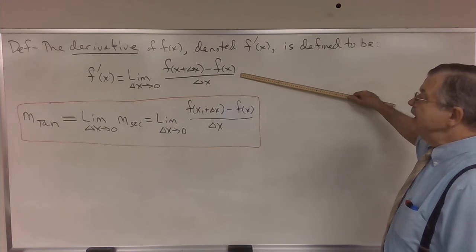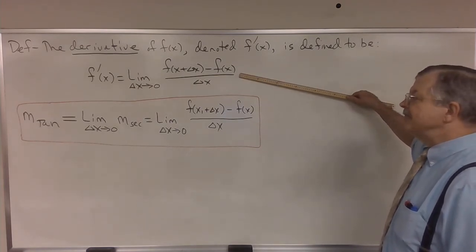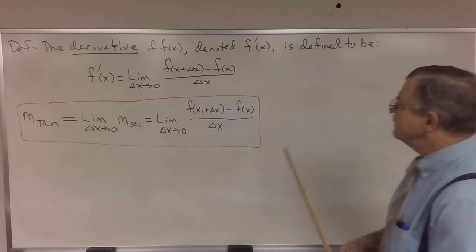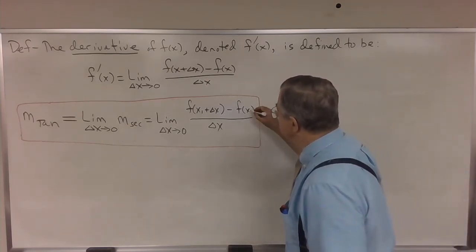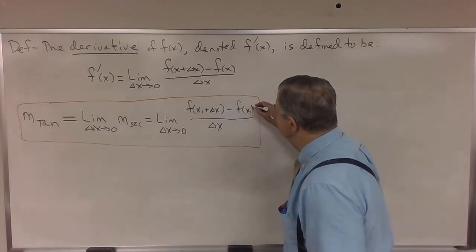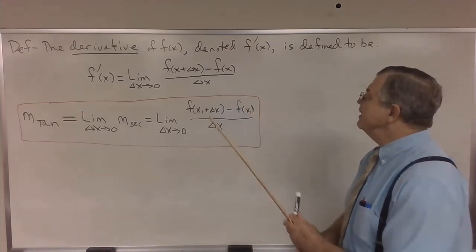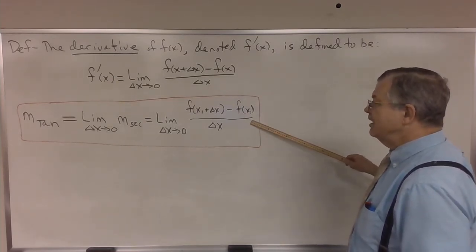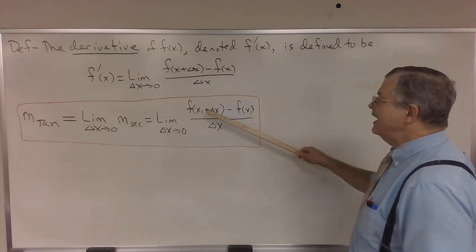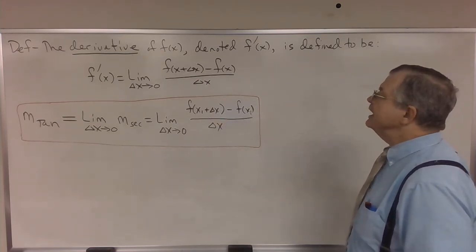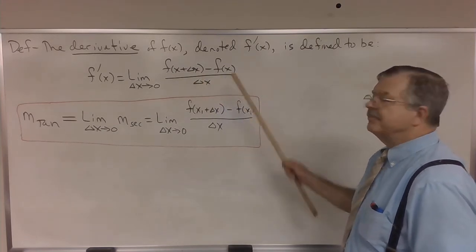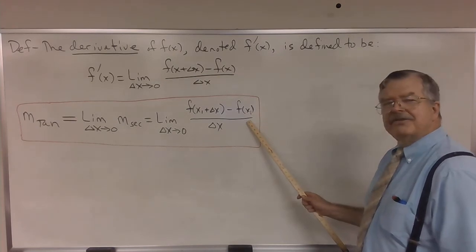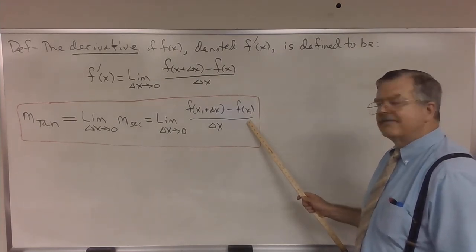And we look at this and we say, you know what? This is the same thing as this, except that here, x of 1 is playing the role that x plays up here. Well, this is the slope of the line tangent to the graph at the point x of 1, f of x of 1.